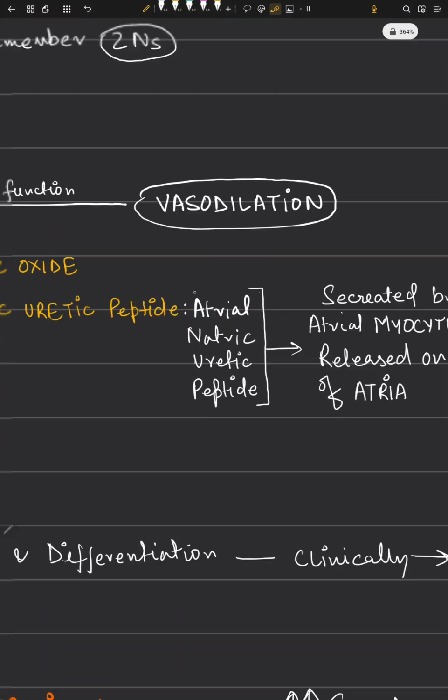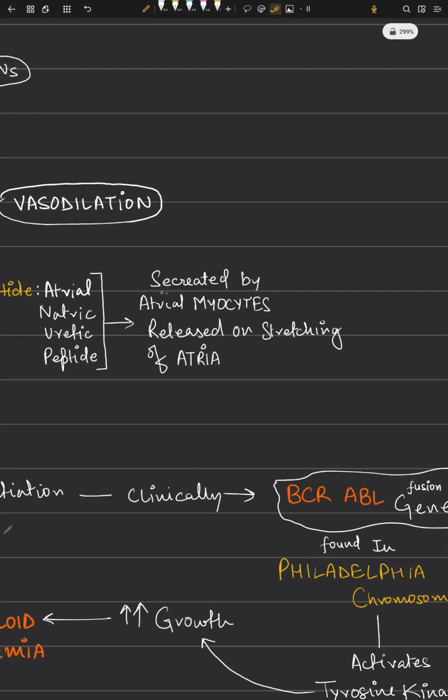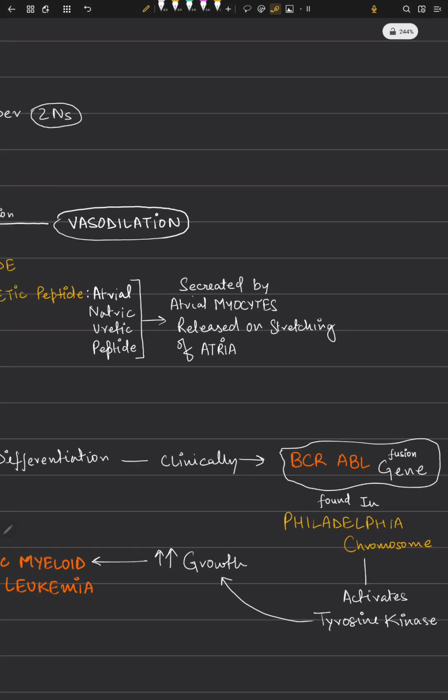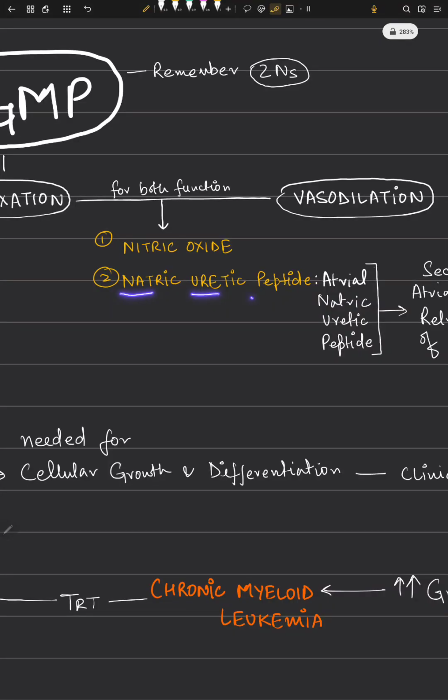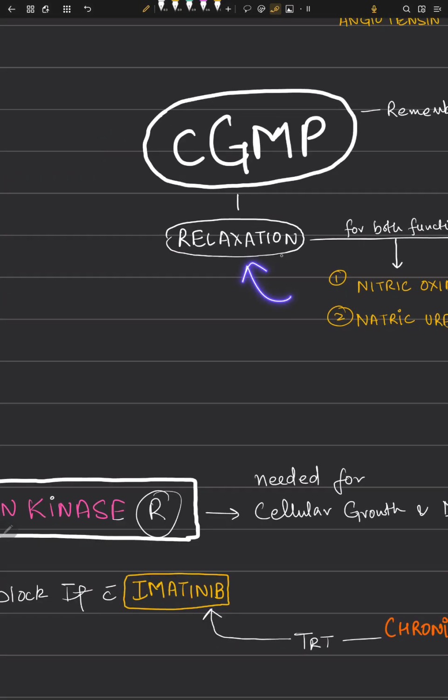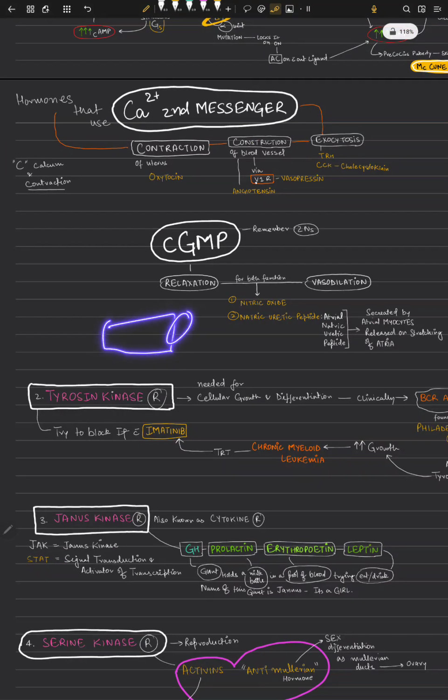For example, there is one hormone called atrial natriuretic peptide, ANUP. This hormone is secreted by atrial myocytes because of their stretching. When these myocytes are stretched because of high blood pressure or any sort of high turbulence, this natriuretic peptide is released, and it results in vasodilation and relaxation of the capillary.